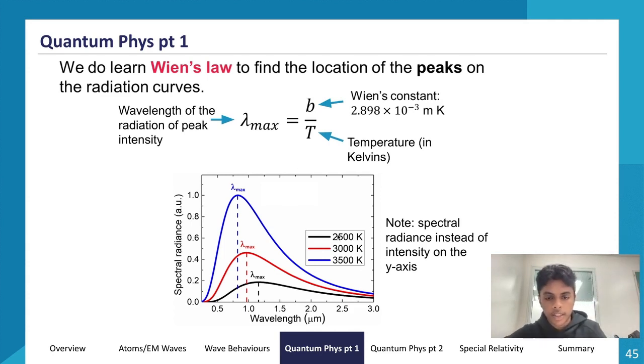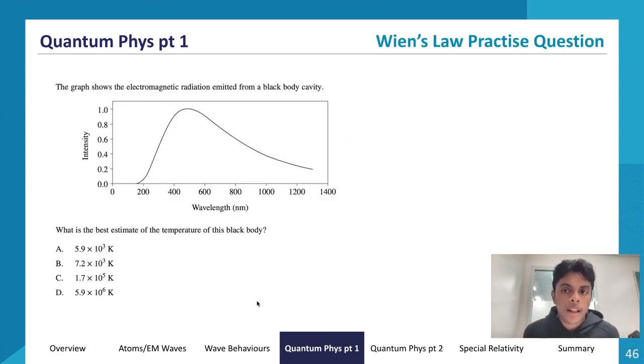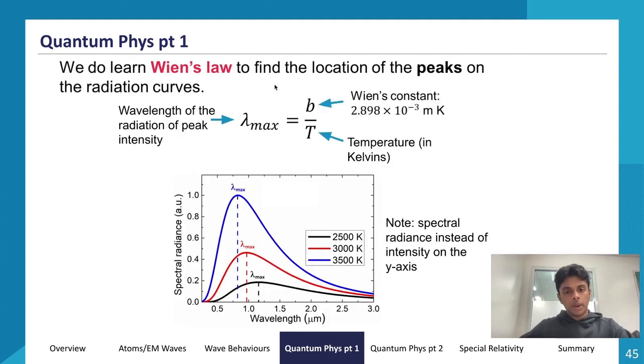We can see here, for an object at 2,500 Kelvin, the wavelength with maximum intensity is around 1.2 micrometers, etc. Now let's go through a Wien's law practice question. This graph shows the electromagnetic radiation emitted from a black body cavity. What is the best estimate of the temperature of this black body? So what would we do? We have this formula, and we're trying to find temperature. So we do T equals B over lambda.